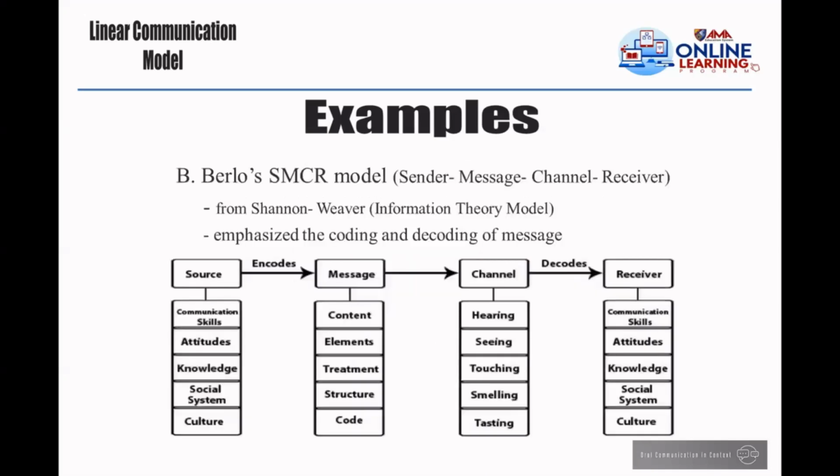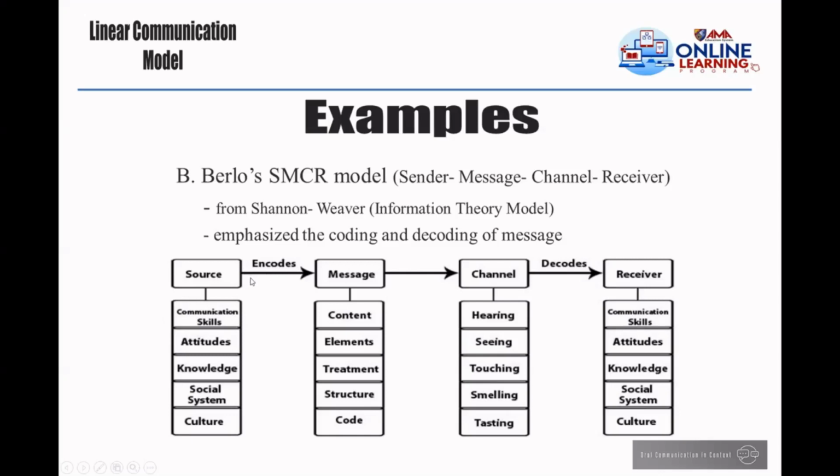Okay, let's have the last example for the linear communication model, the Berlo's SMCR model. S stands for sender, M is message, C is channel, R is receiver. Basically, Berlo's SMCR model has only four elements involved. This is inspired by the Shannon-Weaver information theory model, but Berlo's SMCR model is on face-to-face interaction, not on the transmission of electronic information. It emphasizes the coding and decoding of messages. So this is more on how the message is constructed, sent, and interpreted.